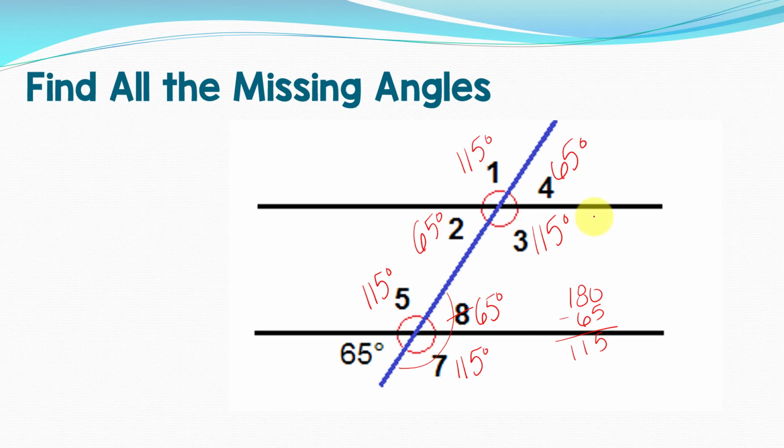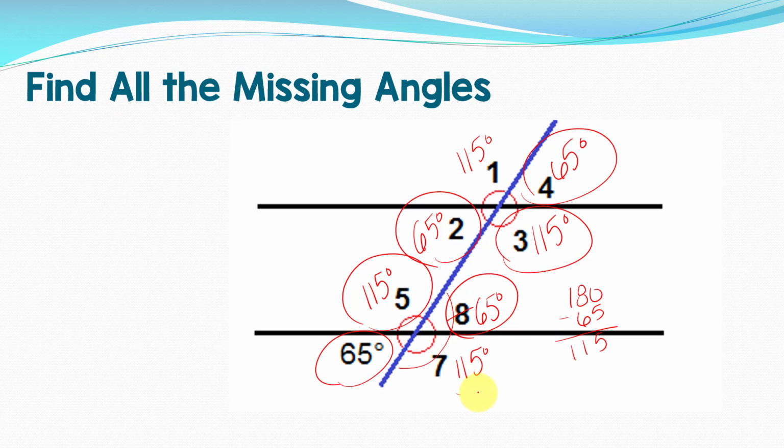Of course, remembering alternate interior are congruent, so that works. Alternate exterior are congruent. And same side interior would be 180. So no matter which way you look at it, you would get the right numbers.